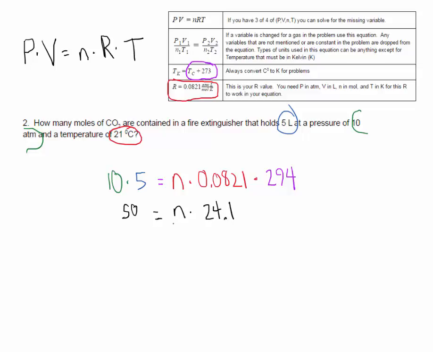And then to solve for n, I would divide both sides by 24.1. So I divide this side by 24.1 and this side by 24.1. And that would give me an n, which is what I'm looking for in the problem, of 2.07 moles of CO2 that is in that fire extinguisher. And that is it.